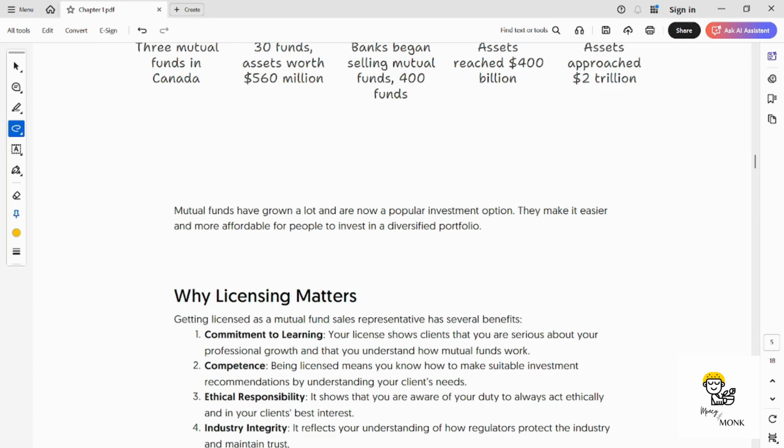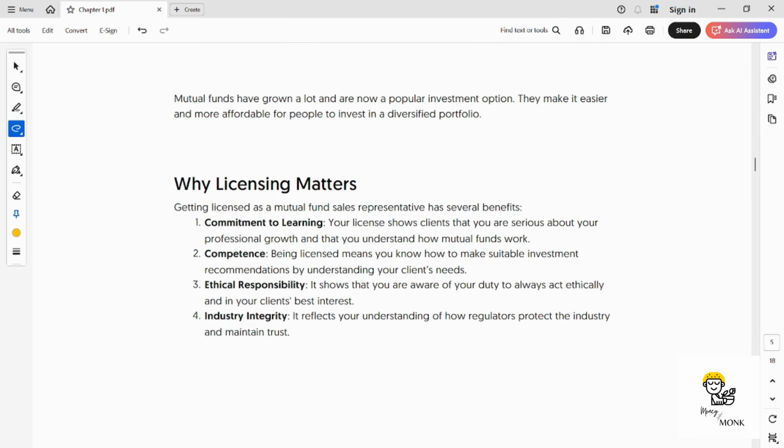And moving on, so mutual funds have grown a lot and are now a popular investment option. They make it easier and more affordable for people to invest in a diversified portfolio. Again, it's just explaining the benefits of investing in mutual funds, why they're a good option. Okay, moving on to the next one.